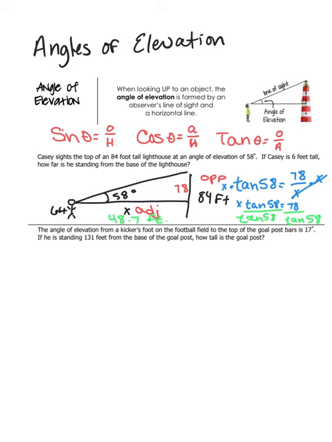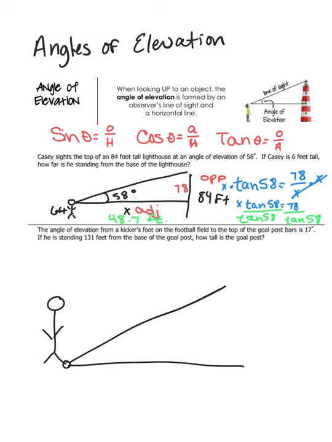So our next one says the angle of elevation from a kicker's foot on the football field to the top of the goalpost bars is 17 degrees. If he is standing 131 feet from the base of the goalpost, how tall is the goalpost? So, all of these are going to end up being a right triangle. I have a football player, or I have a kicker anyway. And it says that the angle of elevation from the kicker's foot to the top of the goalpost, so the angle of elevation is 17 degrees.